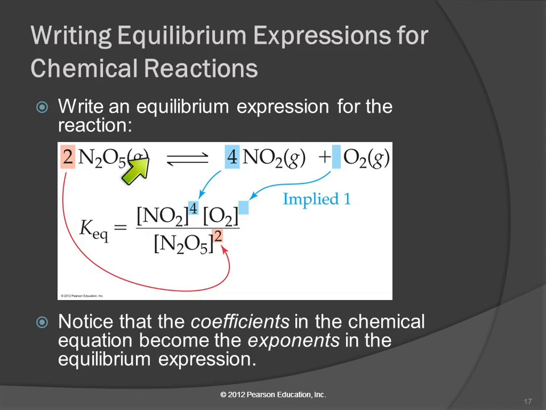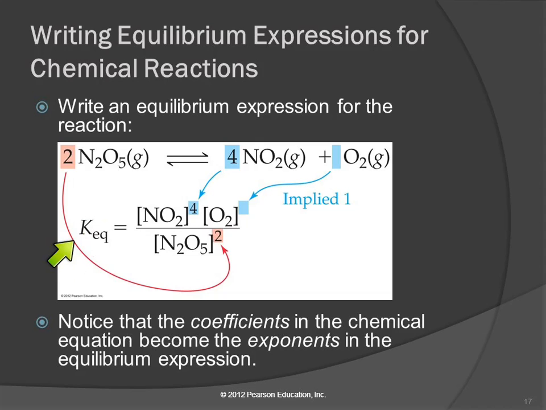So if we have this equilibrium reaction, 2N2O5 reacts to form 4NO2 plus O2. And then these things are also reacting to reform the reactant. So this is an equilibrium. That's what the double arrow means, that the reaction is going in both directions.